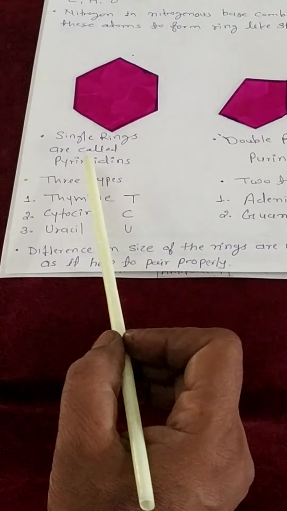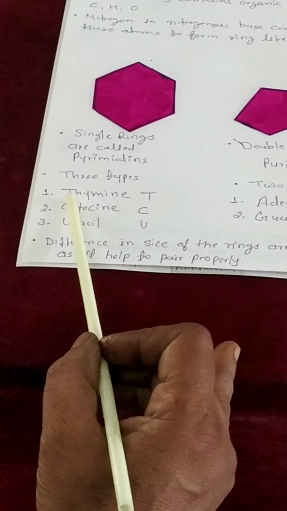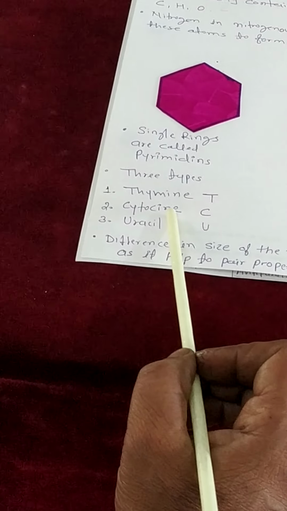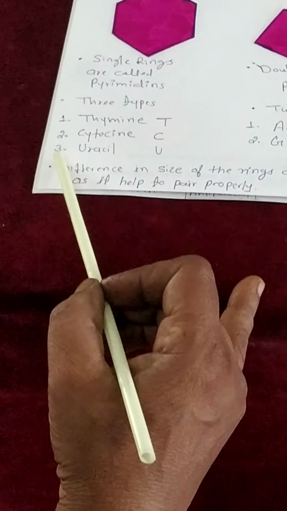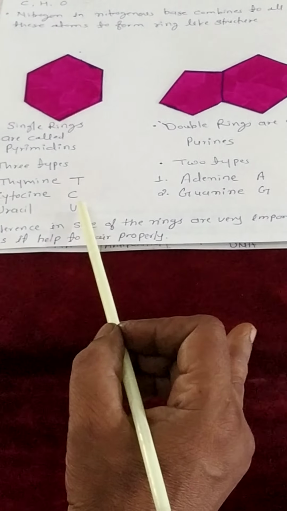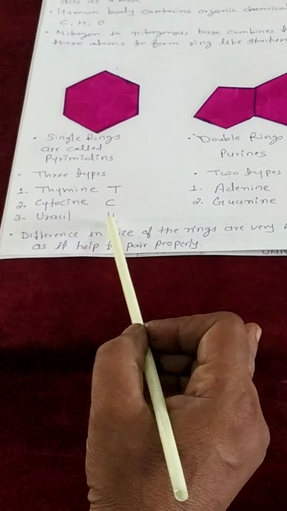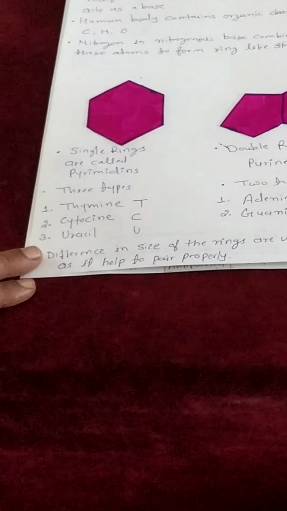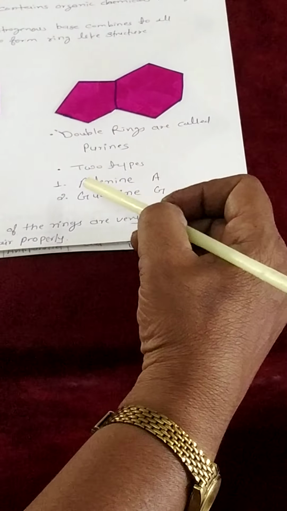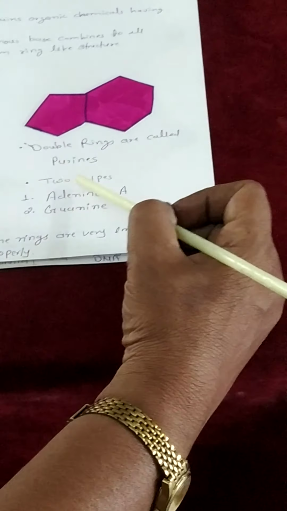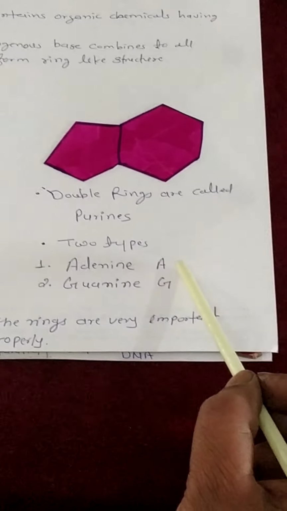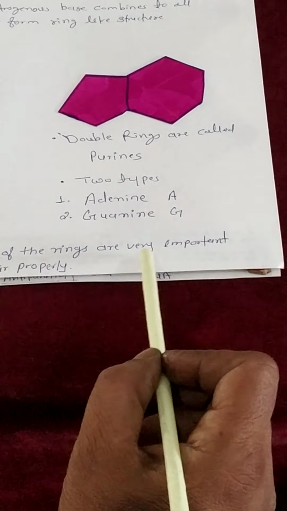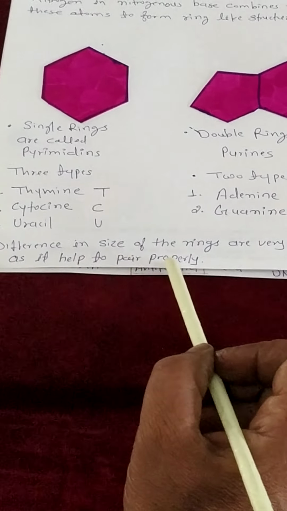There are three types of pyrimidines. They are thymine, the symbol for thymine is T. The second one is cytosine and the symbol for cytosine is C. And the third one is uracil. The symbol is U. This uracil is present in RNA and the T and C, thymine and cytosine, are present in DNA. There are two types of purines and they are called adenine, A, and guanine, G. Differences in size of the rings are very important as it helps them to pair properly.